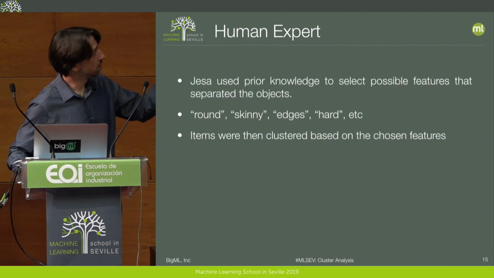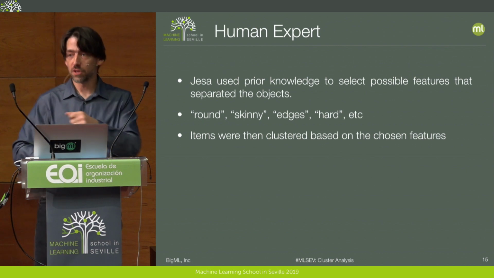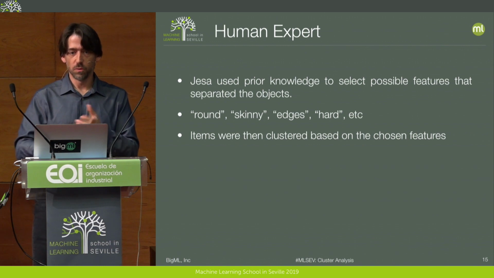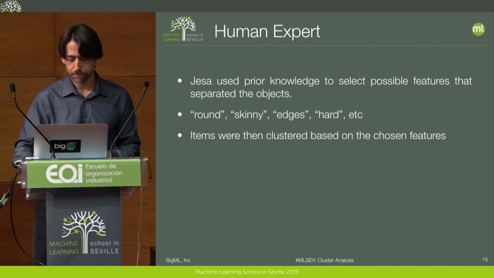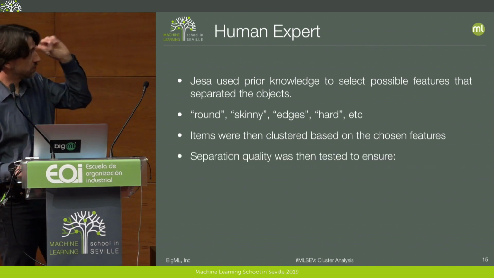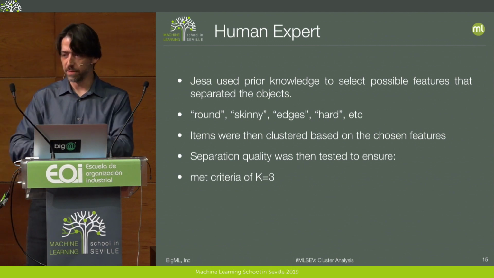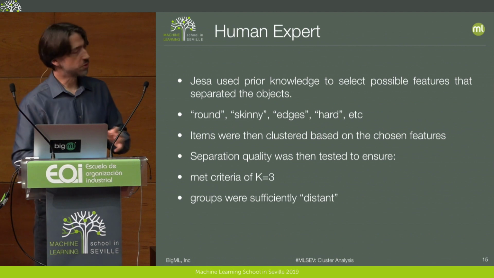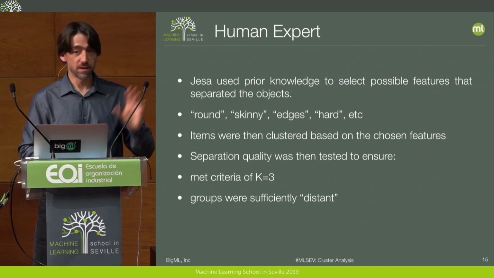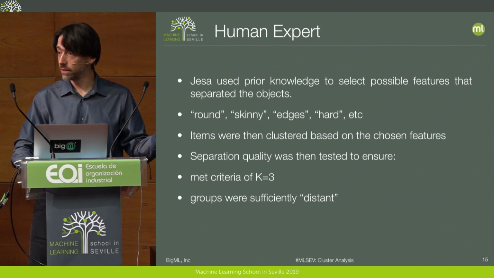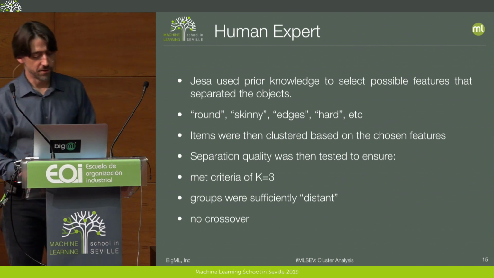And then she clustered them based on those chosen features, right? Because some of them match both of those characteristics, and so she went by which ones were more likely. Yeah, and the separation quality was then tested to ensure that she met the criteria of 3, because she did a lot of sorting to make sure there were 3, and that the groups were sufficiently distant that you could really tell them apart. And if you look at that picture, the ones that have edges are pretty clear. They look different than the ones that are all around. Yeah, you agree? Okay. And there was no crossover.